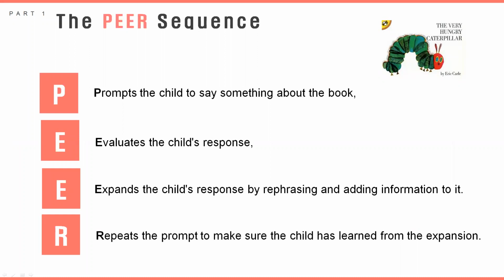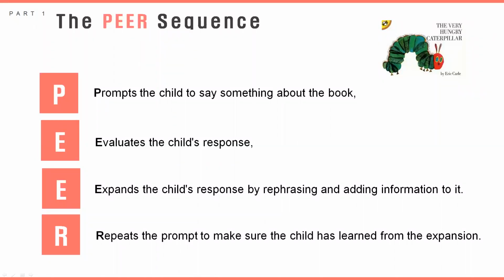Except for the first reading of a book to children, PEER sequence should occur on nearly every page. Sometimes you can read the written words on the page and then prompt the child to say something. For many books, you should do less and less reading of the written words in the book each time you read it, and leave more to the children.